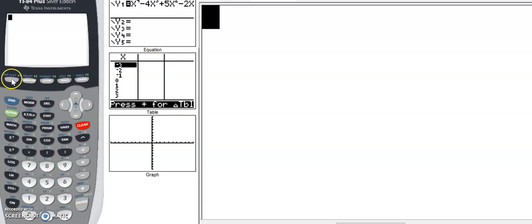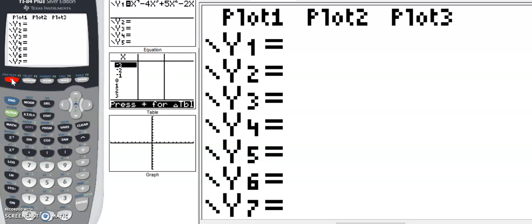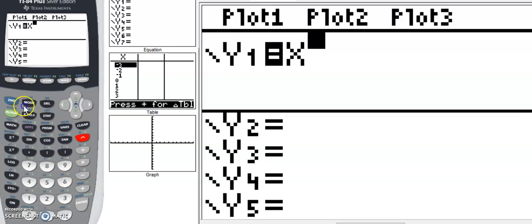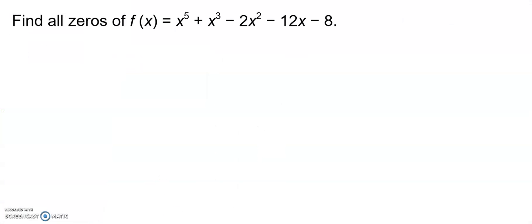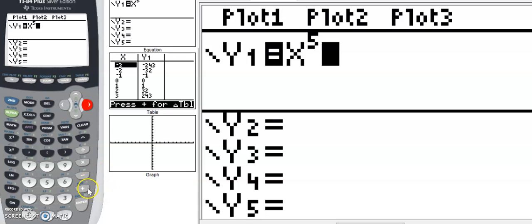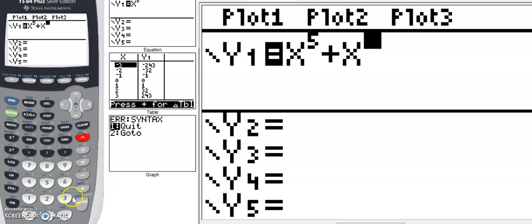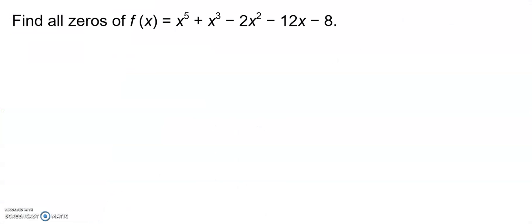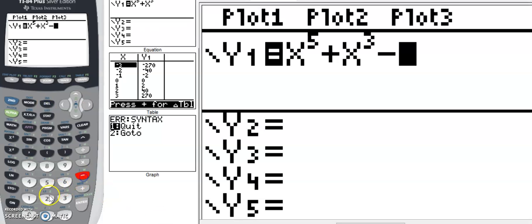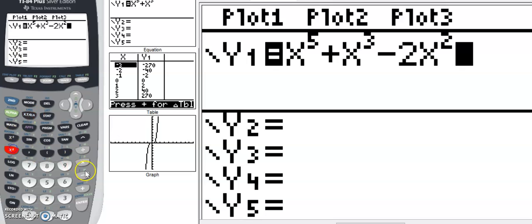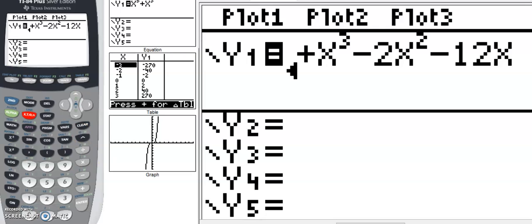So I'm going to go ahead and go to y equals, and I'm going to put in my function. So x to the fifth plus x to the third minus 2x squared minus 12x minus 8.